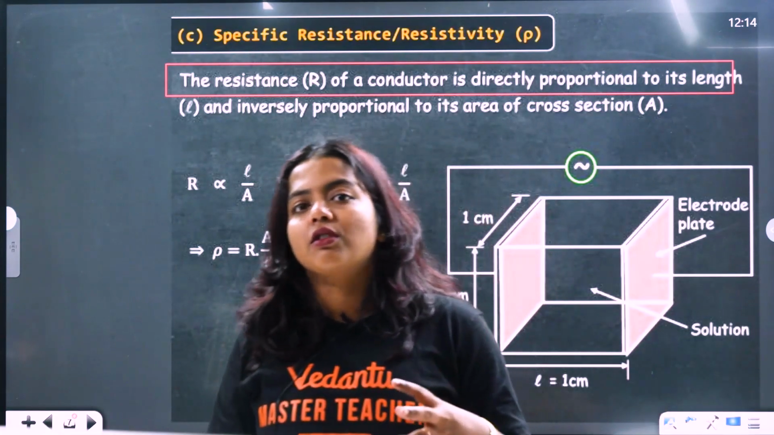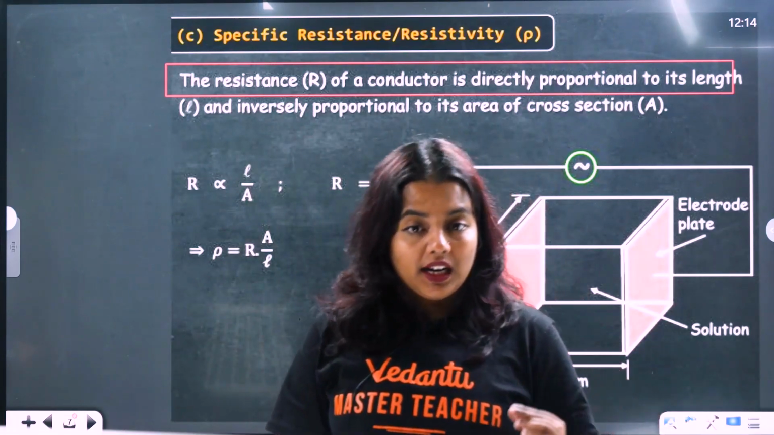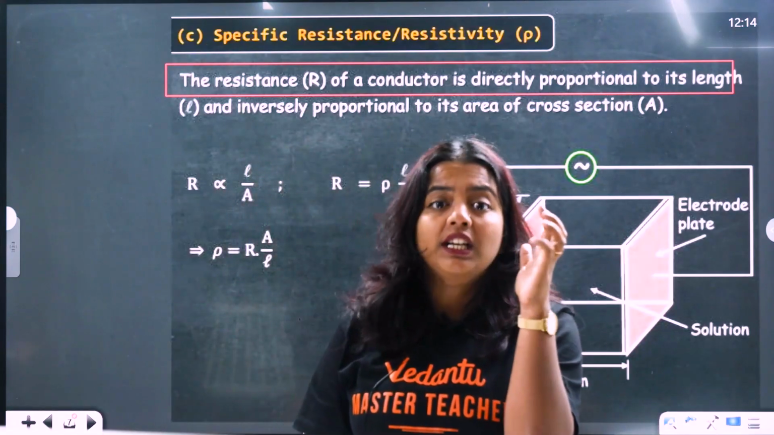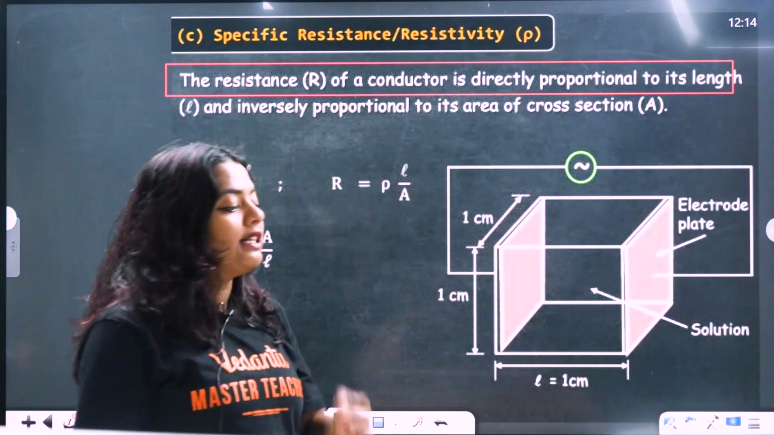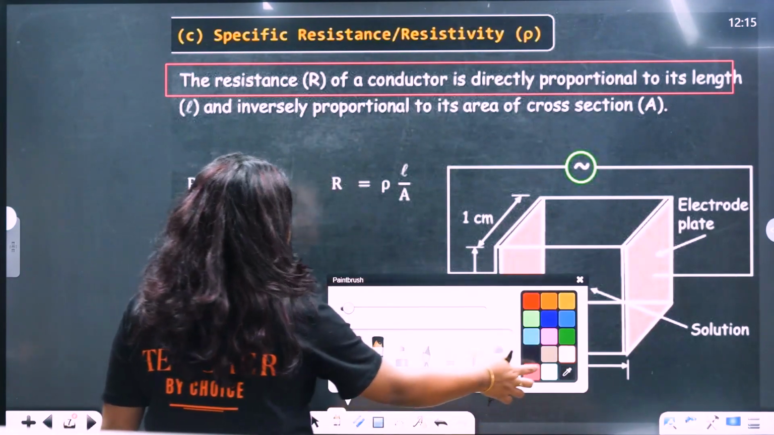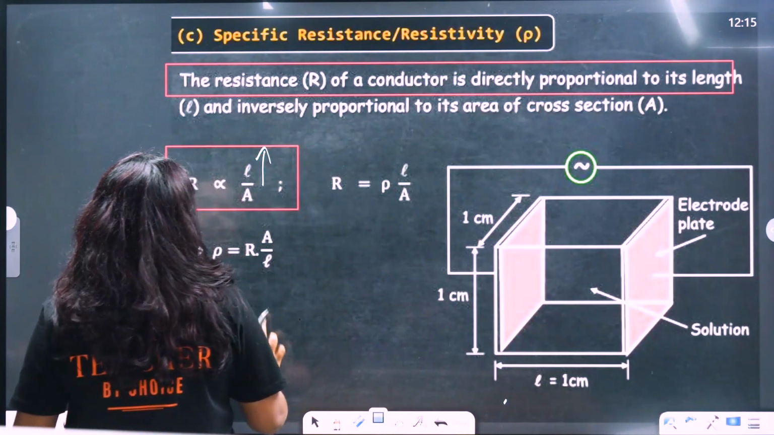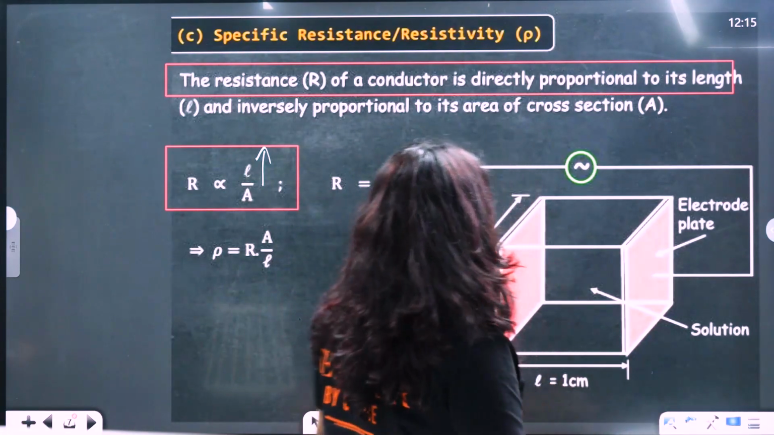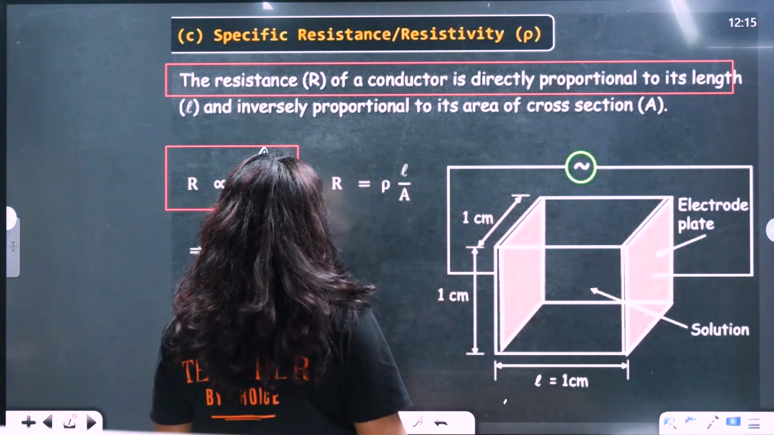So what the resistance says is, when the length increases, the resistance increases. But when the area of the cross section, the thickness, increases, the resistance decreases. When the length increases the resistance is increasing. We can say resistance is directly proportional to the length and inversely proportional to the area of the cross section.